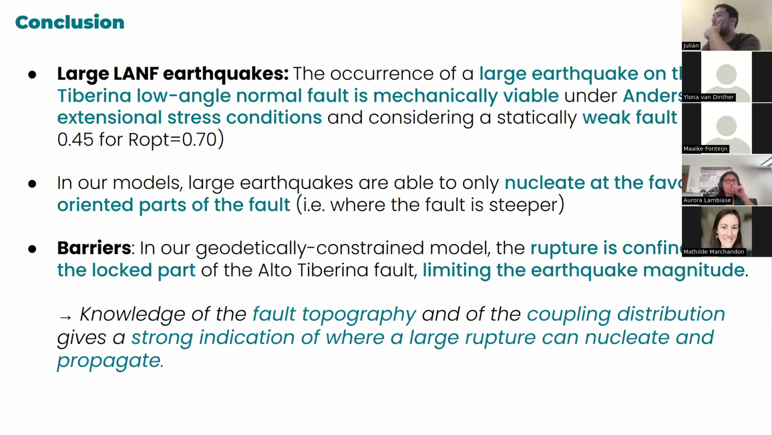Just quickly, we conclude that large earthquakes can occur on a low angle normal fault under purely Andersonian extensional stress, as long as the nucleation is located in the well-oriented part of the fault. Because the fault is not planar, even on this low angle normal fault, we can produce a large earthquake. We also saw that, taking into account the coupling model, the simulation is confined in the locked part of the Alto Tiberina fault, which limits the earthquake magnitude.